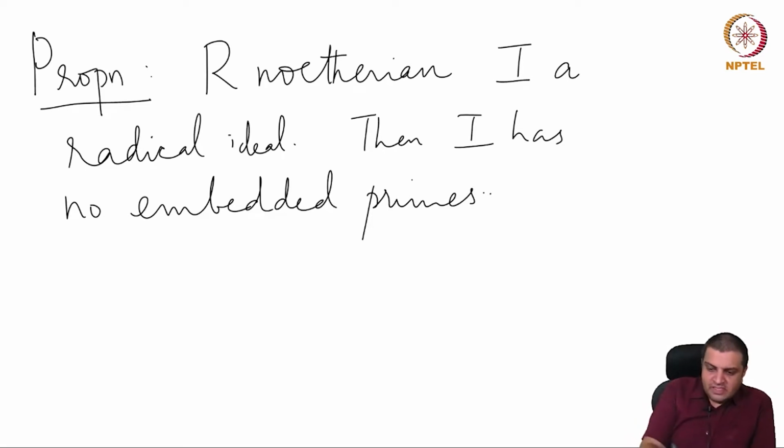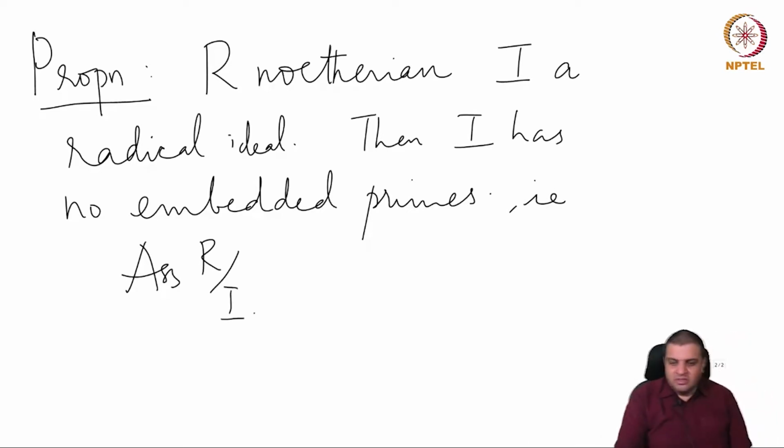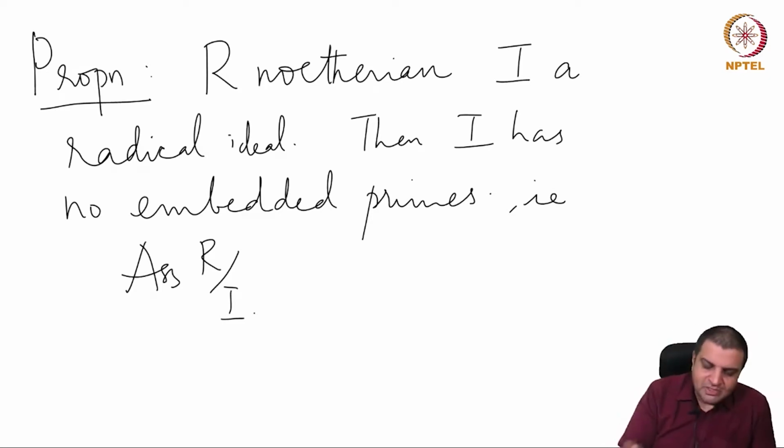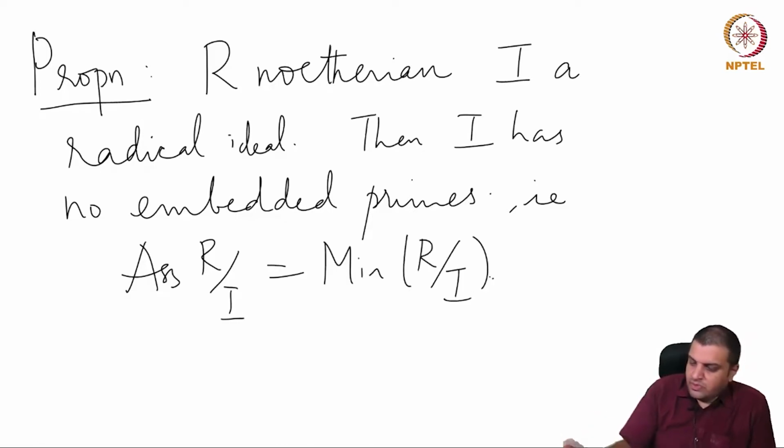That is, the associated primes of R mod I. There is an often used abuse of terminology: when we say I has no embedded primes, what we really mean is R mod I has no embedded primes. Please keep this in mind. All of them are just the minimal associated primes.